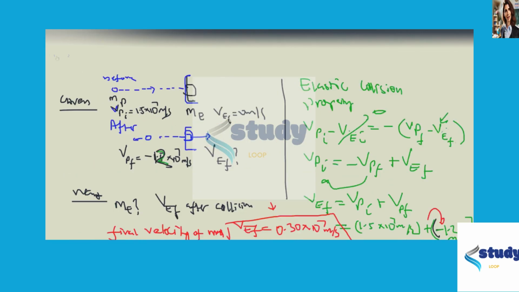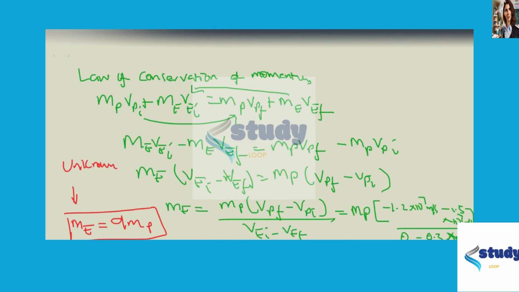Hope you enjoyed the problem. There were two parts to the problem. It's an elastic collision. We wanted to find the final velocity of the nucleus of the unknown element, and so we used the elastic collision property. And then we also wanted to find out the mass of the unknown element, and here we again used the law of conservation of momentum. Using algebraic manipulation, we were able to solve the problem.